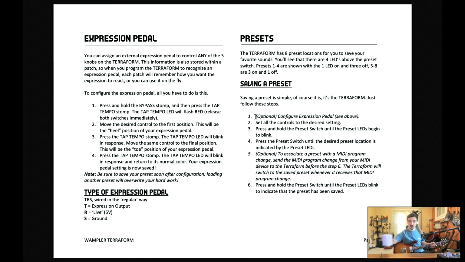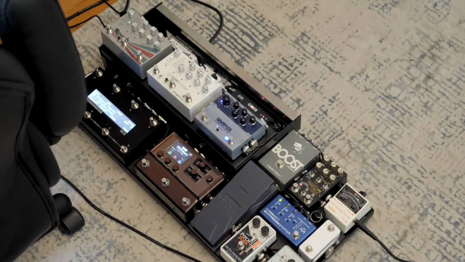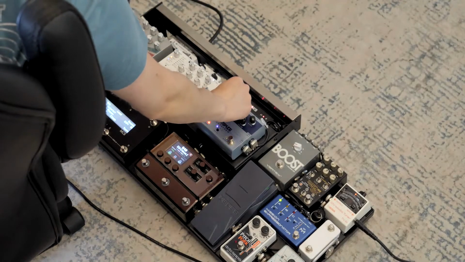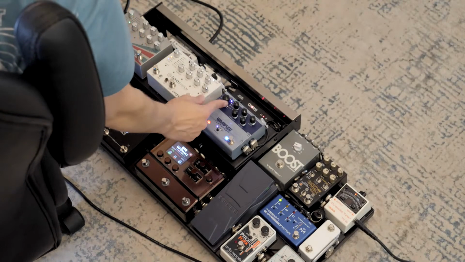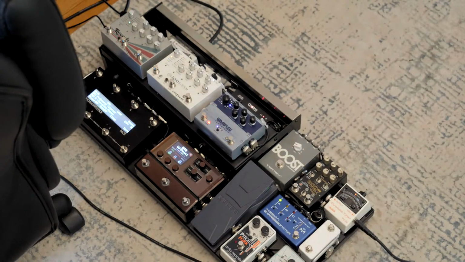So set all the controls to the desired setting. Press and hold the preset switch until the preset LEDs begin to blink. Press the preset switch until the desired preset location is indicated. So let me see if I can try and do this without overwriting my current presets. Let's say we want to create a custom tremolo sound. So I pulled up the harmonic tremolo there. Hopefully you can see it. It's probably pretty far away on camera.